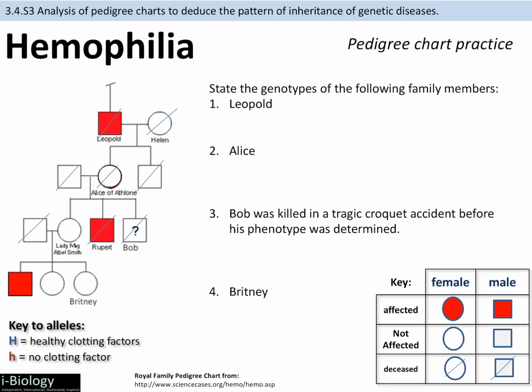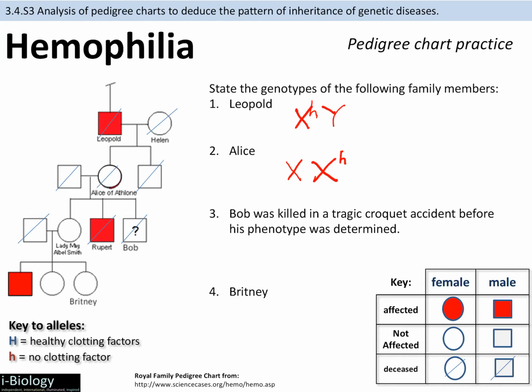Now look at the pedigree and tell me the genotype of Leopold. Genotype of Leopold. Who wants to tell? Leopold is male, so X and Y. And because Leopold is affected with hemophilia, small h. Right? Alice. Alice is a female, a daughter of Leopold and Helen. Leopold is affected, so definitely Alice is having one small h. But Helen is not affected.